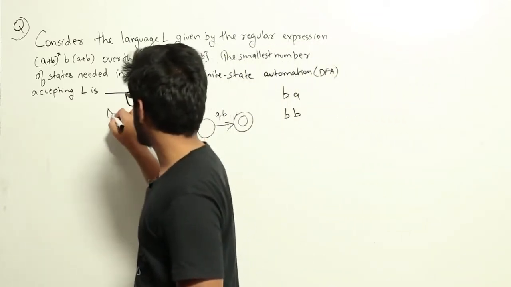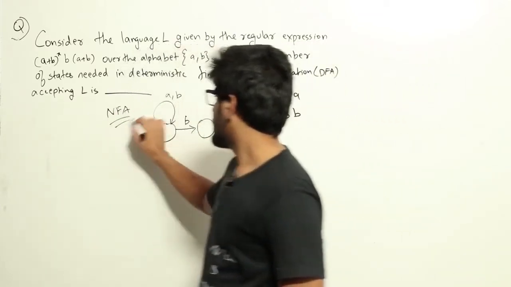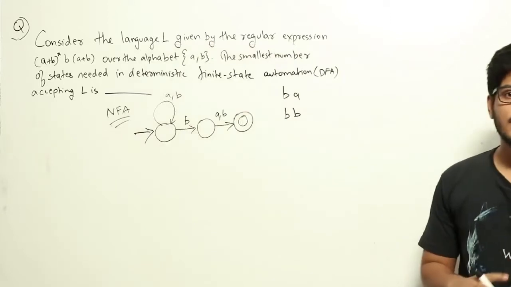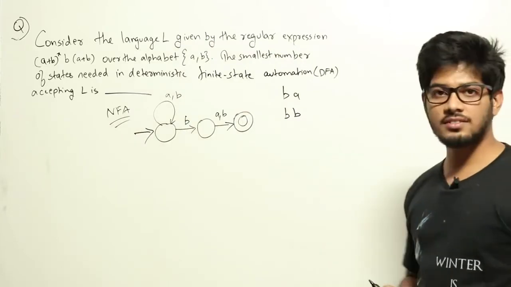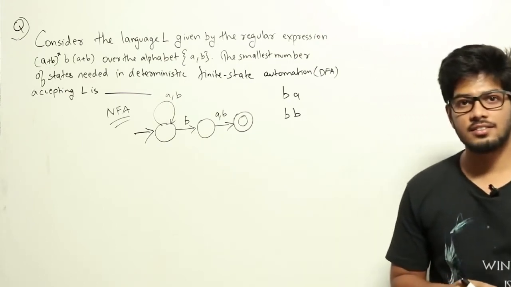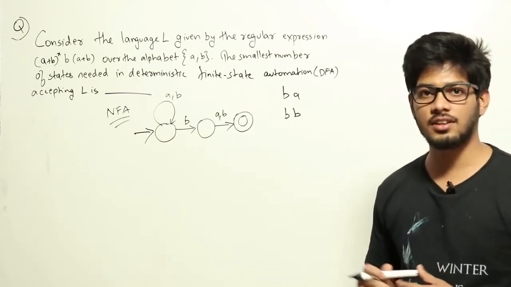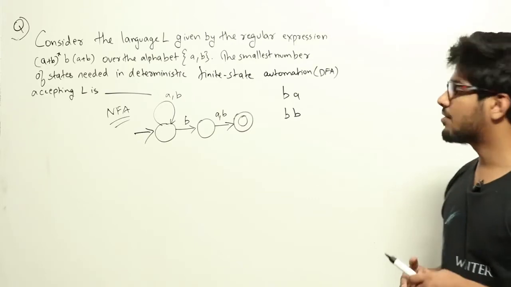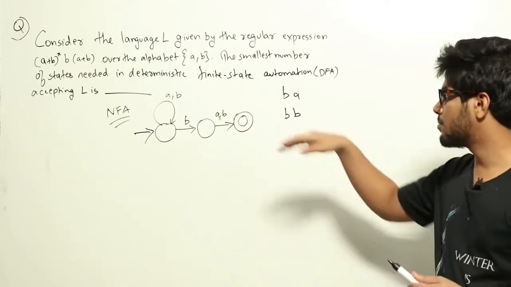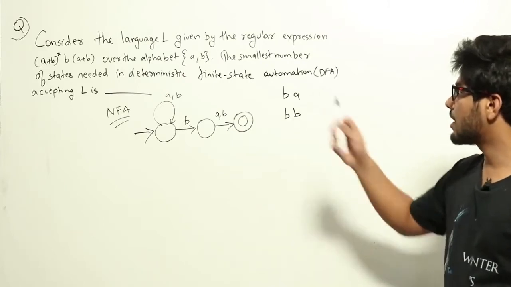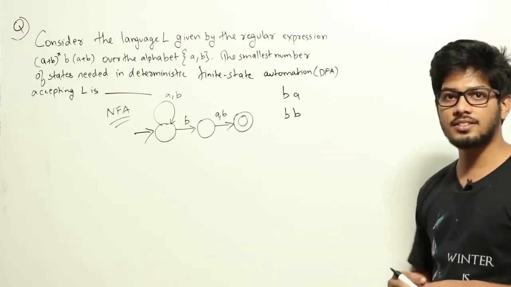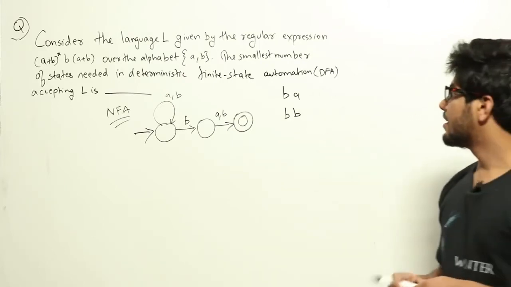We need to find the minimal DFA for this. Now there's a procedure for converting an NFA to its corresponding minimal DFA. The procedure is given clearly in the video lectures in the finite automata section of theory of computation, so you can refer to those video lectures to find out how the procedure works. But for this question, I won't be using that procedure. I will just look at the language and try to construct a DFA directly from here and find out the minimum states.